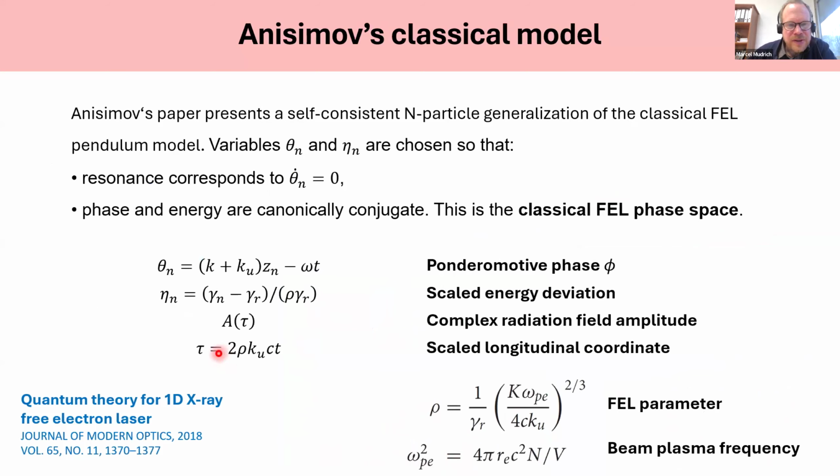Yeah, so it has the same structure. I tried to really relate the two models with one another. Essentially, we have the phase defined in the same way as the phase phi in our previous derivation. Eta is this energy difference. In this case, A is a complex radiation field amplitude.